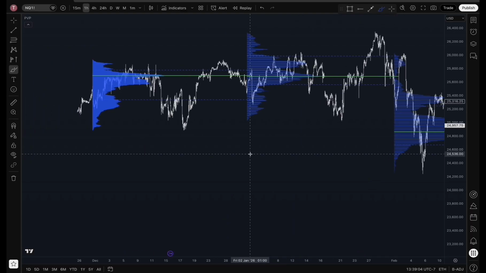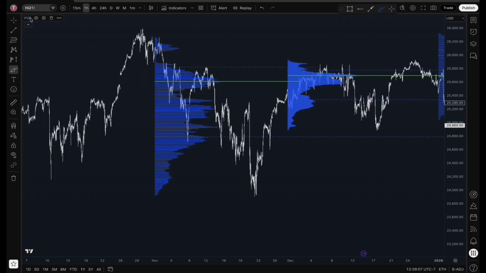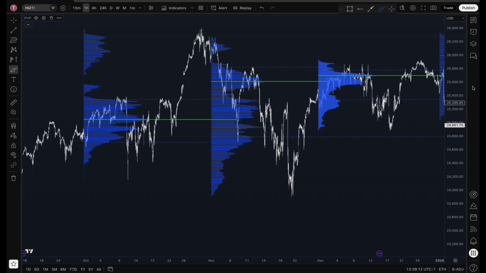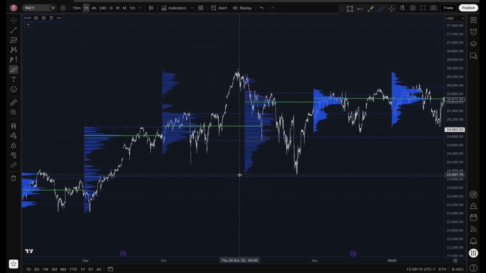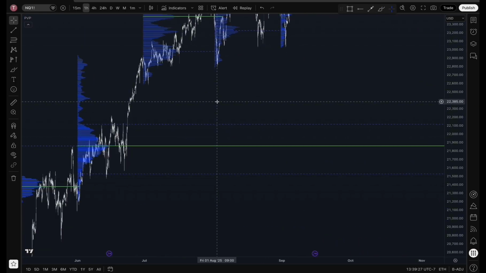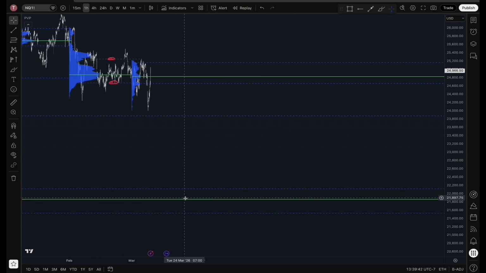And then there is this thing called naked point of control, which essentially means that if the point of control has never been tested, it's called naked. So this is an example of a naked point of control, because once we pass the month of June, it has never been tested since. Supposedly, if we ever do come down to this naked point of control, it's going to be a good area to use as strong support in the future.